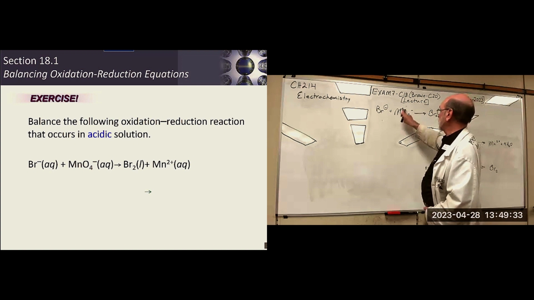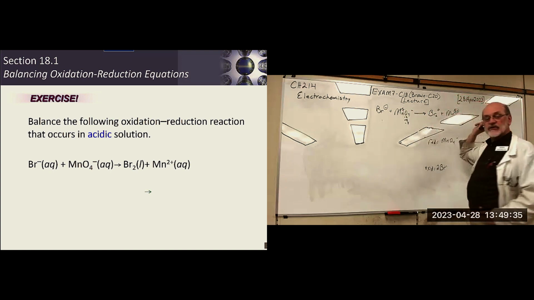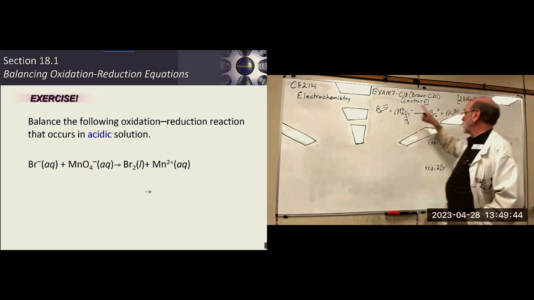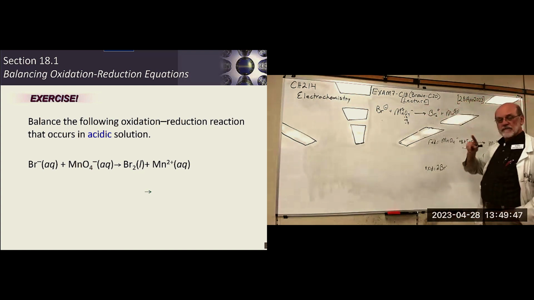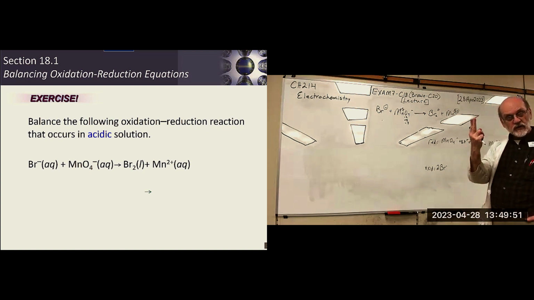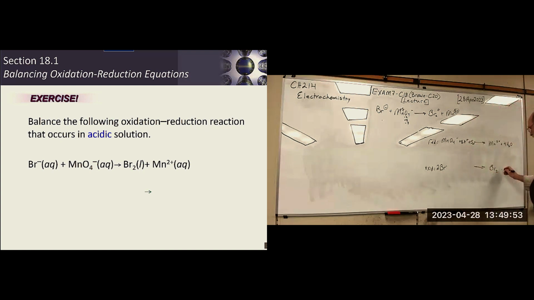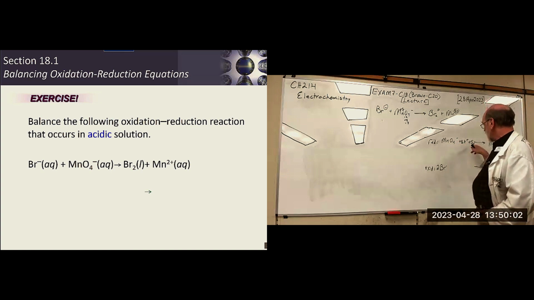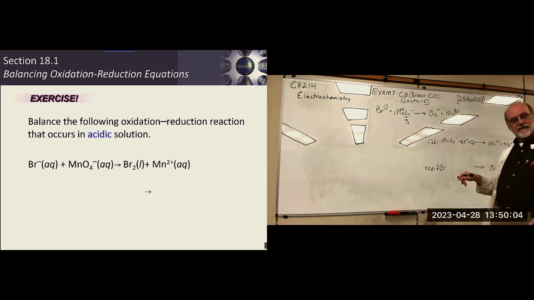This one went from +7 to +2. 5 electrons were added. Okay. How about this one? -1 to 0. Lost 1 electron per bromine, but there are 2 of them. So that means we have 2 electrons lost. Okay. Now we need to balance the electrons. So how do you balance a 5 against a 2?